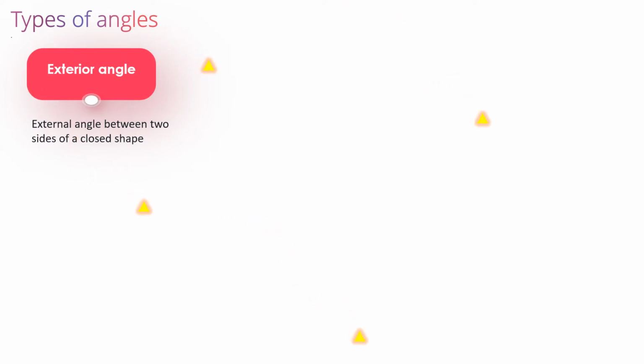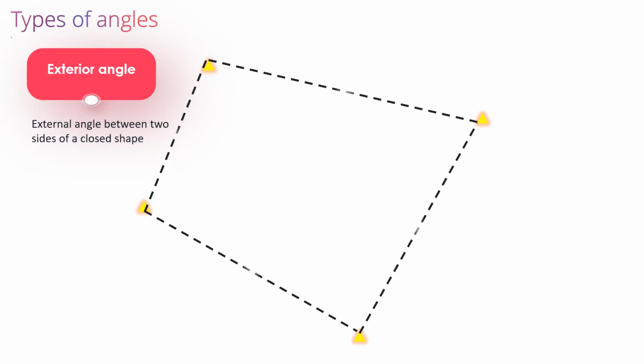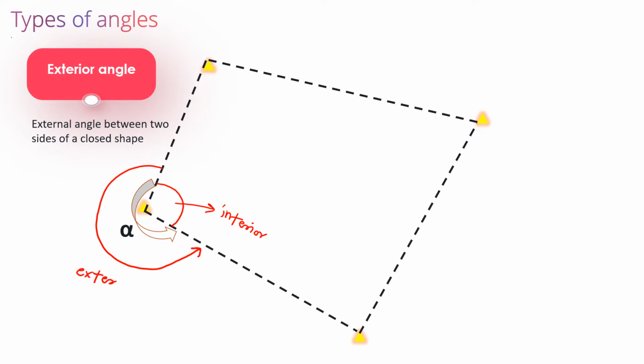Our next category of angle is the exterior angle, and an exterior angle is just an external angle between two sides of a closed shape. We have this four-sided polygon, which is a closed shape, and we learned in the previous slide that this angle is the interior angle, because it lies inside the polygon, whereas this angle is the exterior angle. All of these angles lying outside of these two adjoining sides are the exterior angles.